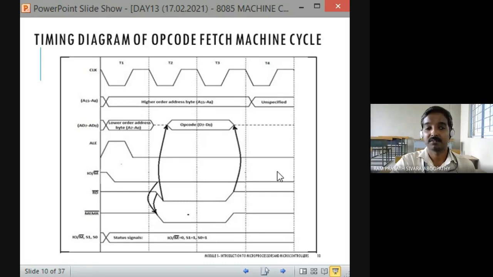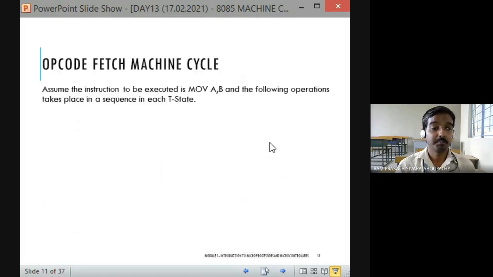After decoding, if the operands are internal, it will do the execution also in the T4 state. Some instructions do all the things in the opcode fetch machine cycle itself. For example, I have told you MOV A, B. That particular instruction does all the operation in the opcode fetch machine cycle itself.